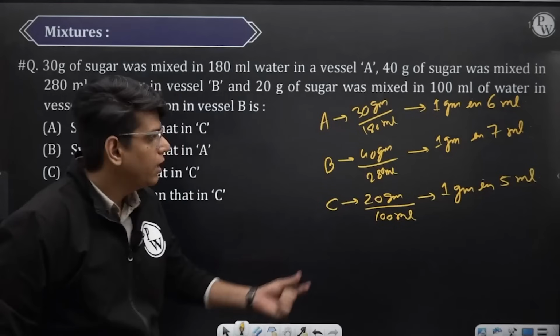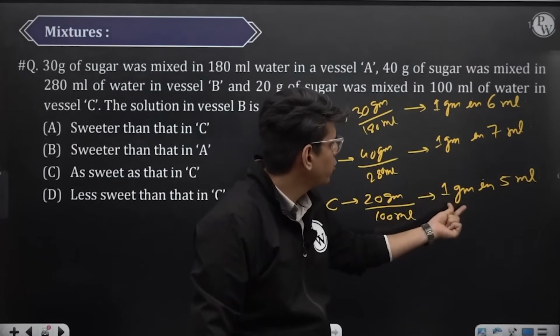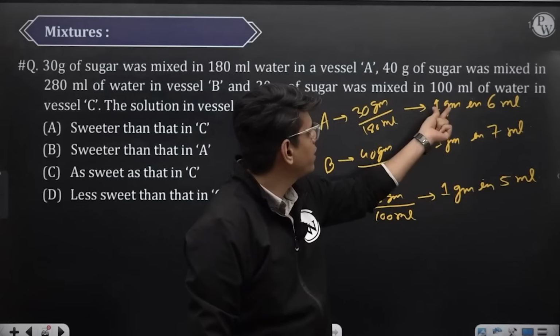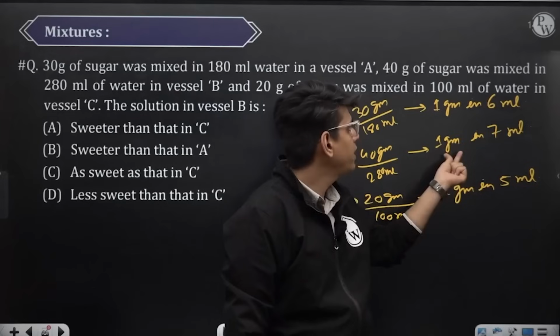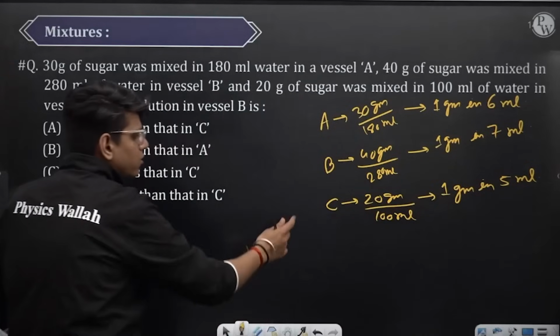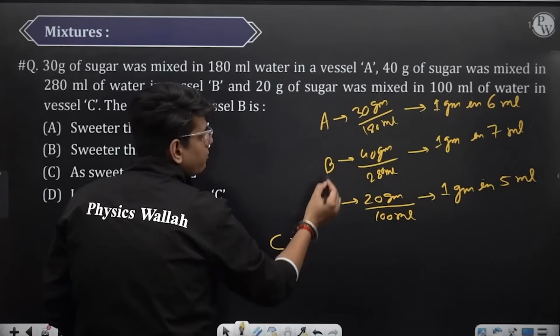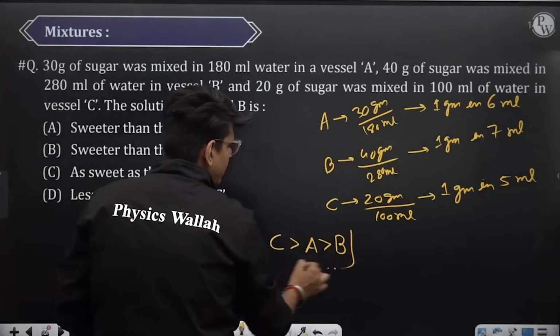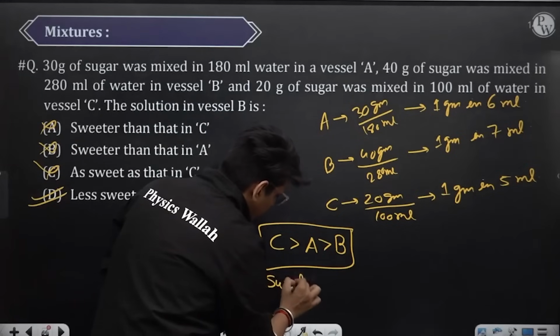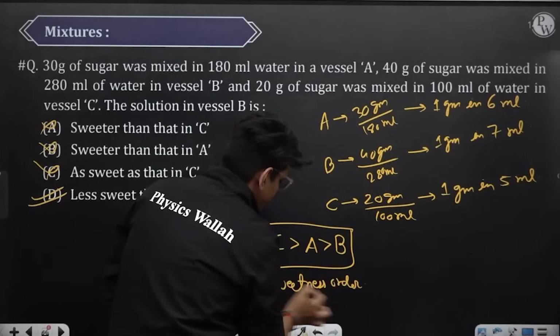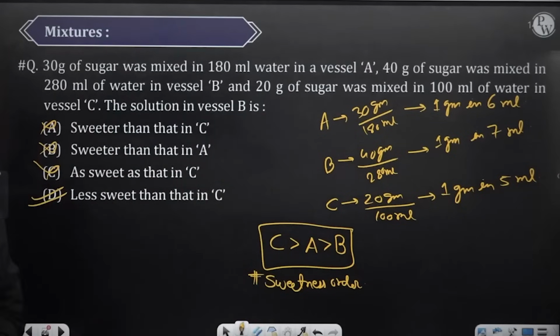Right? So the sweetness is maximum where 1 gram of sugar is in the least amount of liquid. So it is 1 by 5, 1 by 6, 1 by 7. If you compare, the concentration of sugar will be maximum in C, then in A, and then in B. So this is the sweetness order. Is the solution in vessel B sweeter than A? No. Is C sweeter than A? No. As sweet as C? No. Less sweet than C, this is the correct answer. Sweetness order. Right? So this is the answer for this question.